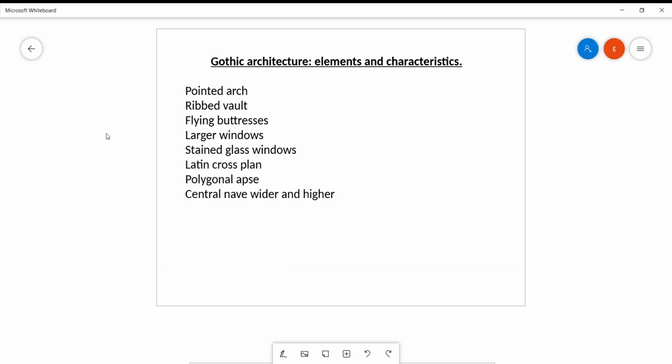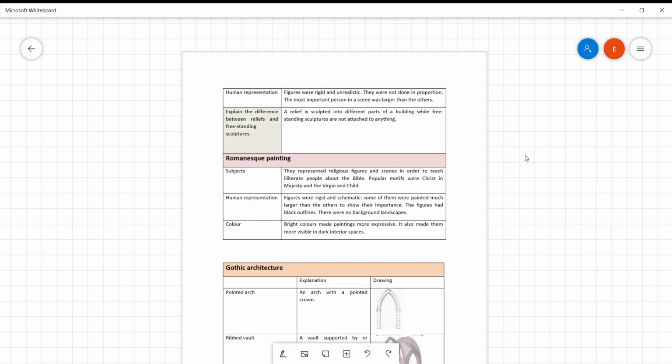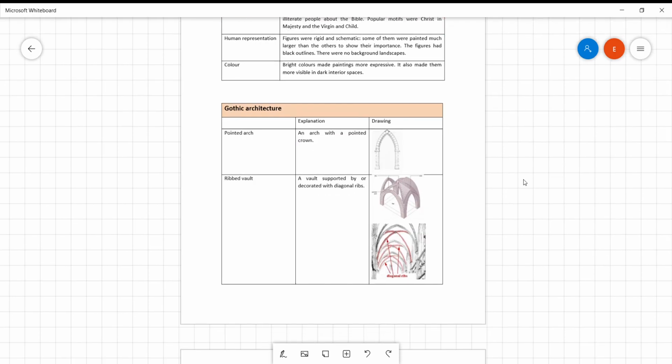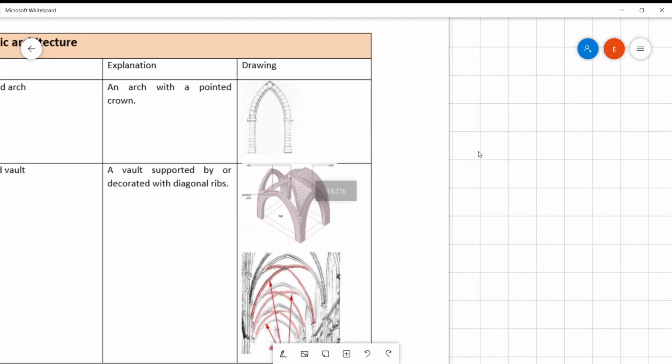Hello everybody, we are going to have a lesson about the Gothic architecture, different elements and characteristics. Okay, this is the list we are going to talk about. Okay, let's go to the definitions with the drawings and try to explain the different elements.